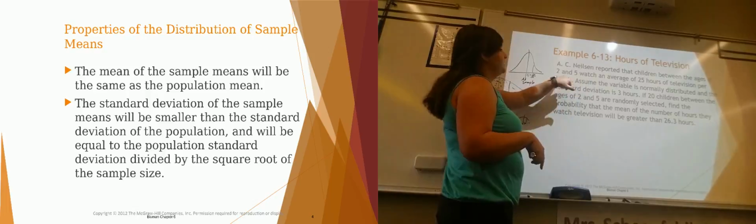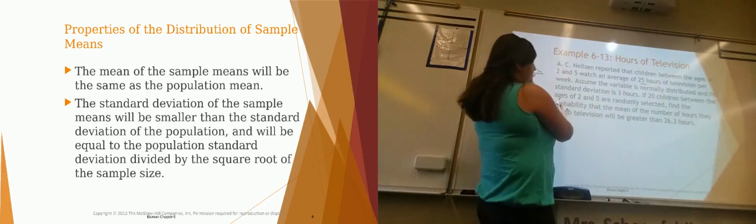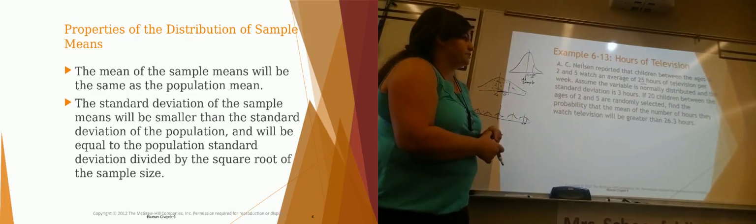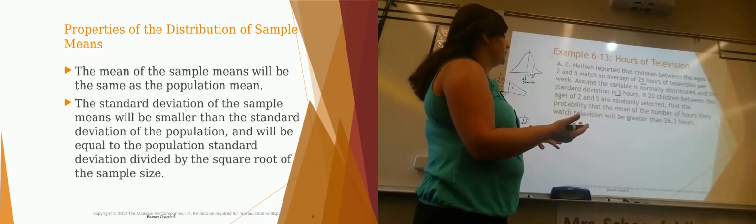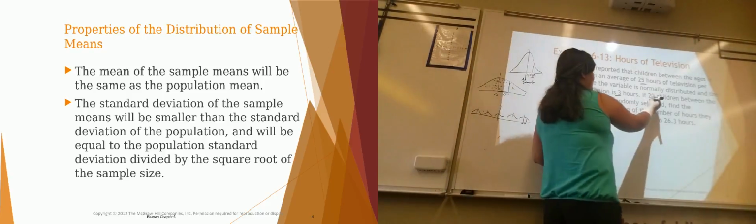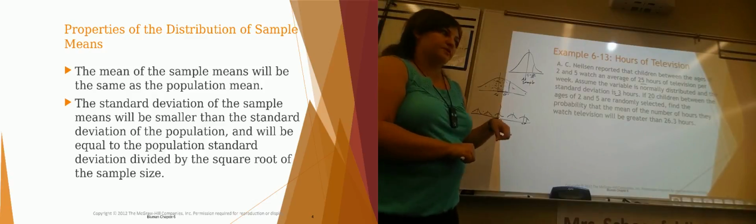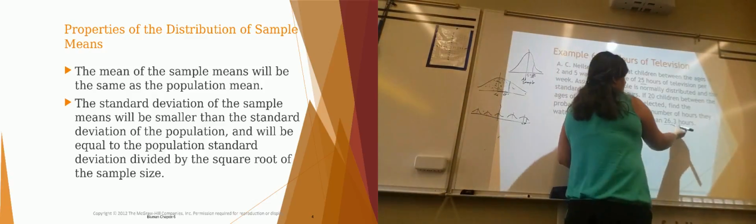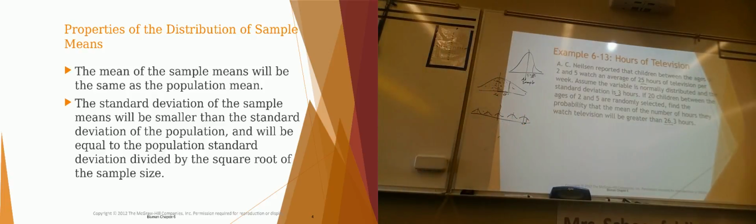Reported that children between the ages of 2 and 5 watch an average of 25 hours of television per week. Assume the variable is normally distributed and the standard deviation is 3 hours. If 20 children between the ages of 2 and 5 are randomly selected, find the probability that the mean of the hours they watch will be greater than 26.3 hours. Okay, so the 26.3 is what we're trying to find the most of. If you look in your book, it really is just example 6-13.